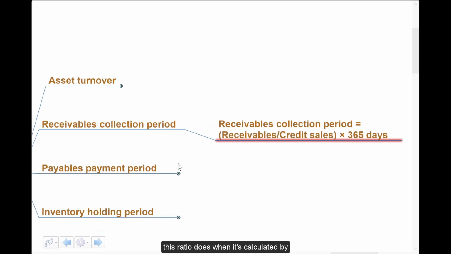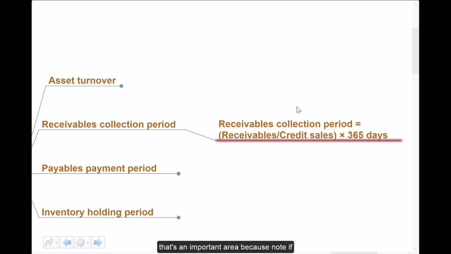So what this ratio does when it's calculated by taking the amount of the receivables divided by credit sales times 365 days, it shows you that that accounts receivable balance is relative to a number of days. In other words, it shows you your collection period on average for your credit sales, how long it takes for your customers to pay you on average.